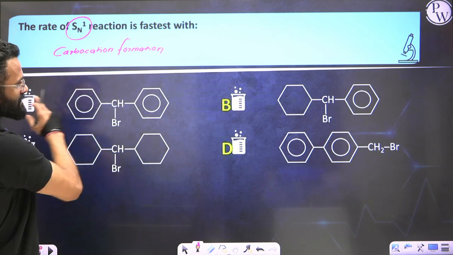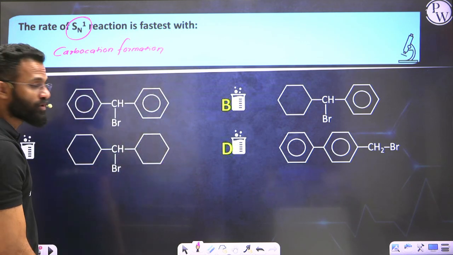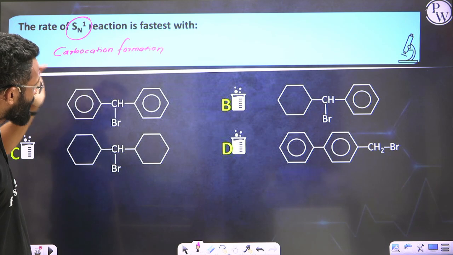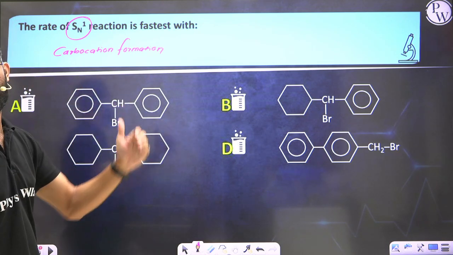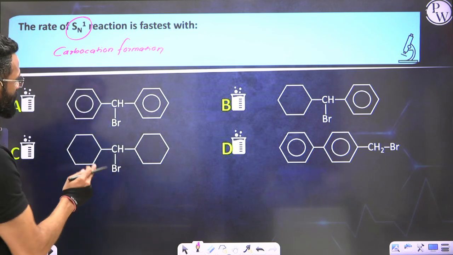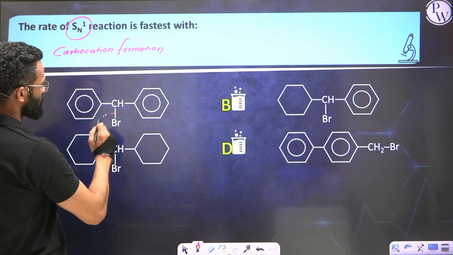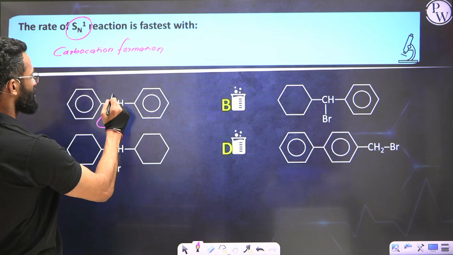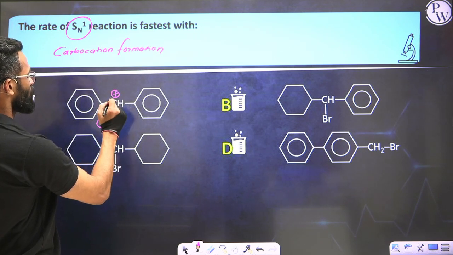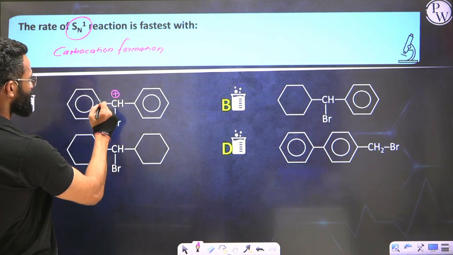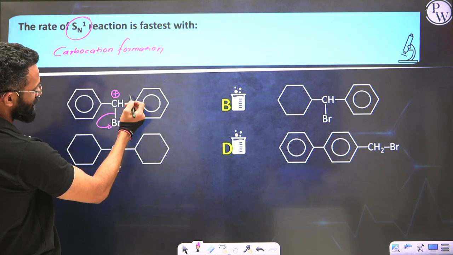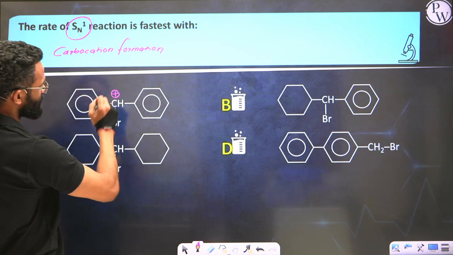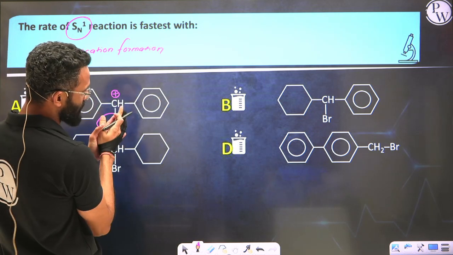So when you look at this A, B, C and D, you have to look at the carbon carrying the leaving group, and if the leaving group is leaving, which carbocation formed will be more stable. So straight away in option A, imagine bromine leaves, then the carbocation formed here will be stabilized by the phenyl ring to the left as well as the phenyl ring represented to the right. So this carbocation can be stabilized by both phenyl rings.